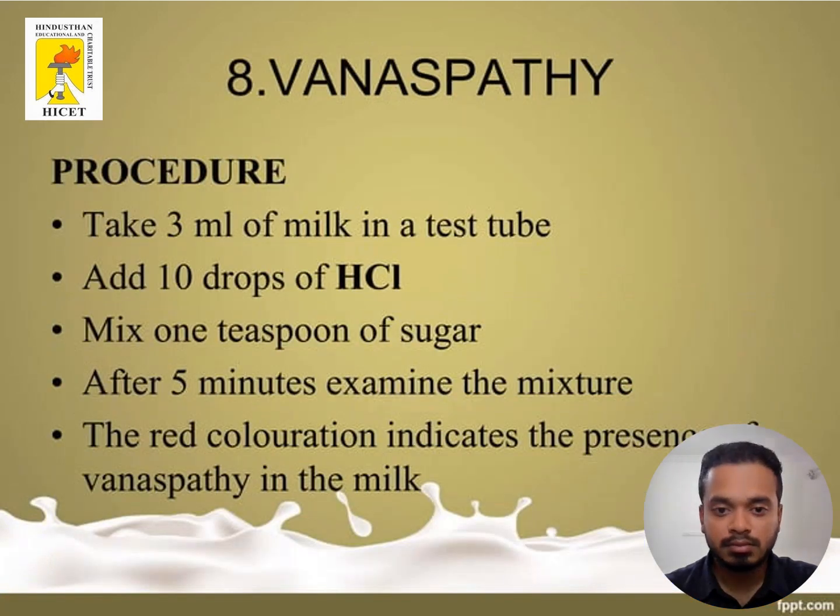Okay. Then vanaspati. So vanaspati is nothing but vegetable fat. So adding that to increase the fat percentage is done regularly. So take 3 ml of milk in a test tube, add 10 drops of HCl, that is hydrochloric acid. Then mix 1 teaspoon of sugar. After 5 minutes, examine the mixture. Red coloration indicates the presence of vanaspati in milk. So the solution turns from white to red when vanaspati is present.